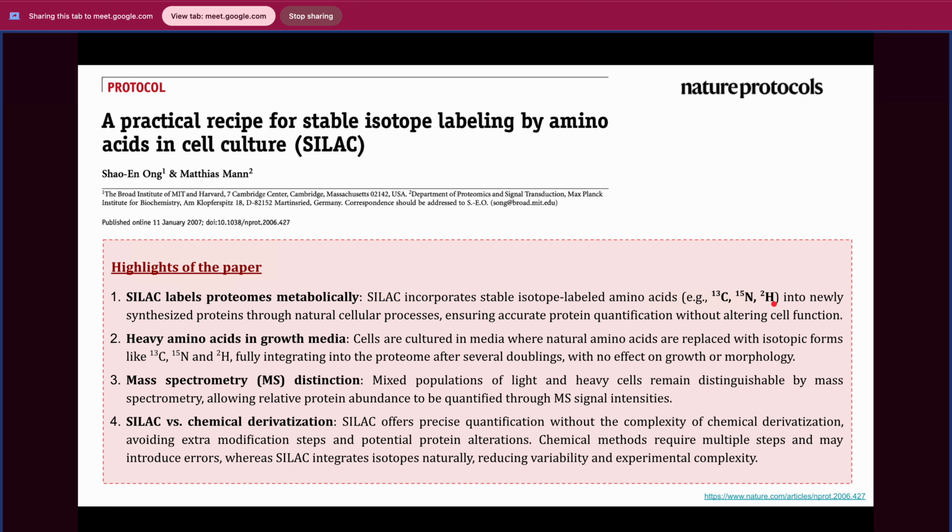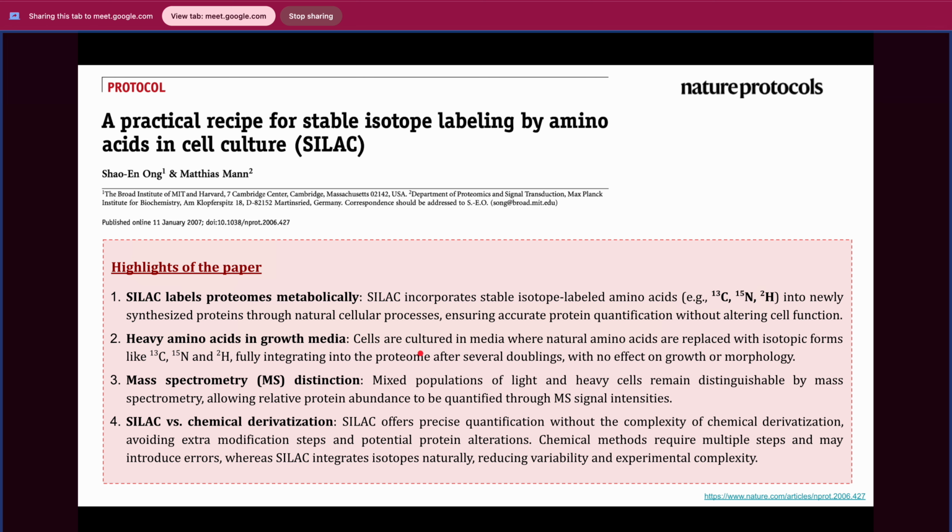They can be labeled. So what are these isotopes? For carbon, normally it is C12, but the isotope of C12 is C13. Similarly, for nitrogen, normal nitrogen is N14, whereas in this condition it is N15. Similarly, for hydrogen, it is H1, but in this case, it can have the isotope H2, which is deuterium. So these are the different types of isotopes which are available and which are mostly labeled in the amino acids. So these heavy amino acids in growth media.